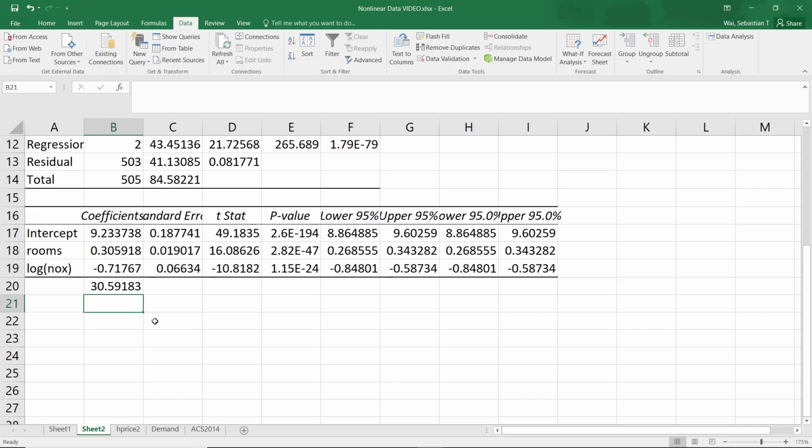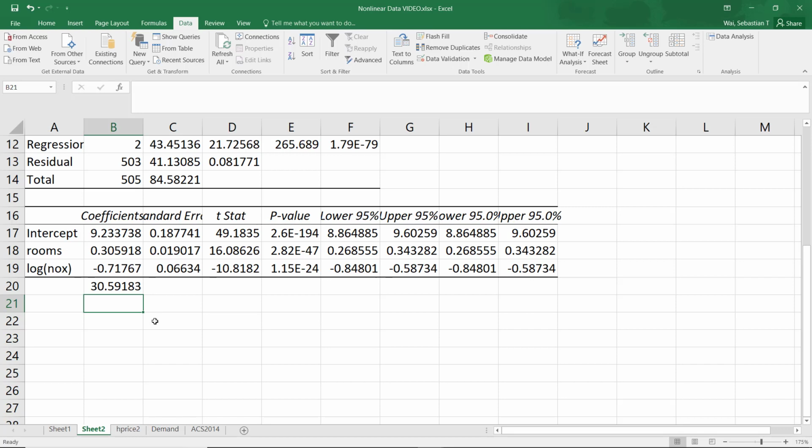Now looking at the relationship between housing prices and nitrogen oxide, they're now both in logs on both sides, so we have a log-log relationship, and we have the entire relationship expressed in percentages. So this tells us that a 1% increase in nitrogen oxide will decrease housing prices by about 0.7%. We do not have to do any kind of multiplying or dividing by 100 here because both sides are in percentages.